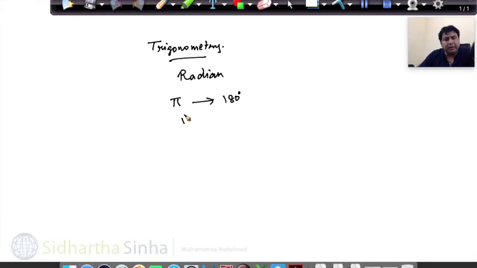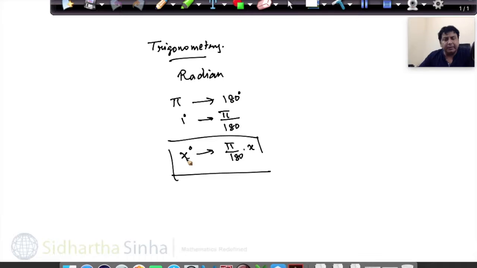So 1 degree will obviously be pi by 180 radians. So for x degrees the conversion will be pi by 180 multiplied to x. This can act like a formula to convert degrees into radians. And if you are converting radians to degrees, then you do 180 by pi multiplication.